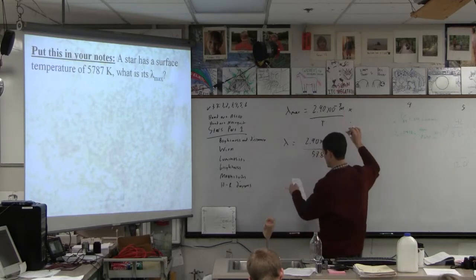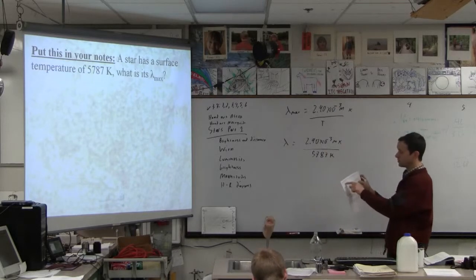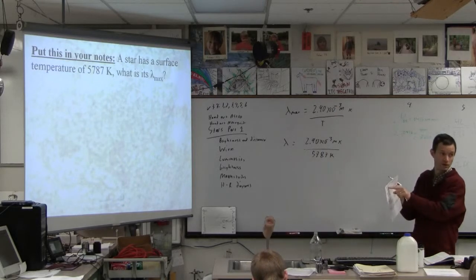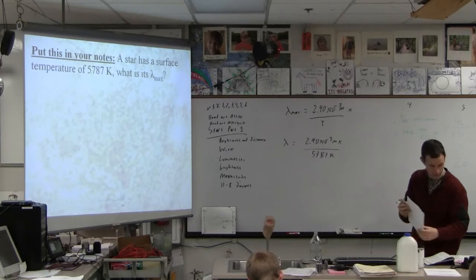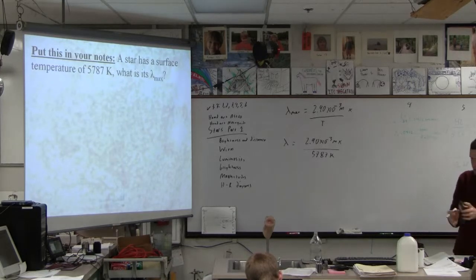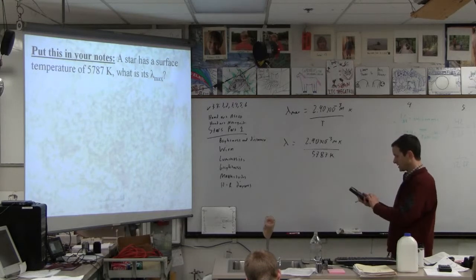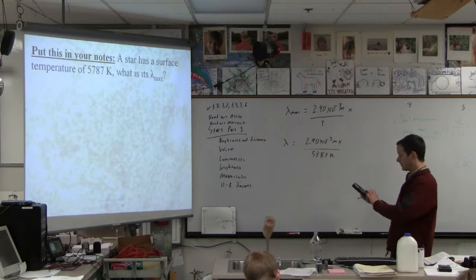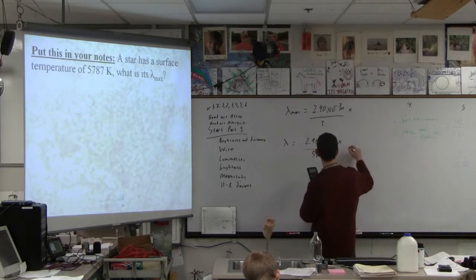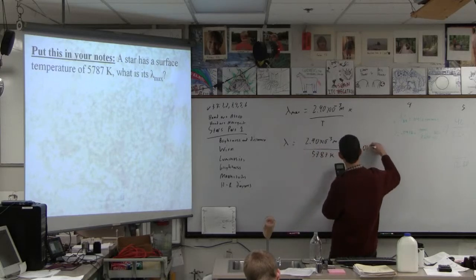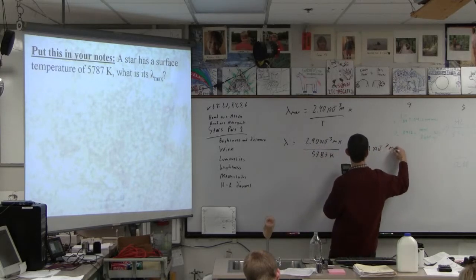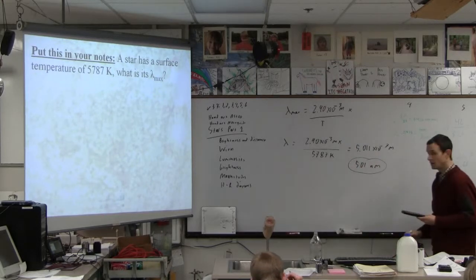That's on your note guide. See how it says meters per Kelvin? That's wrong. It's meters Kelvin, just like it says in the slideshow. And then we can do it, 2.9 e minus 3 divided by 5,787. And this is equal to 5.011 times 10 to the minus 7th meters, which is 501 nanometers. Yeah?